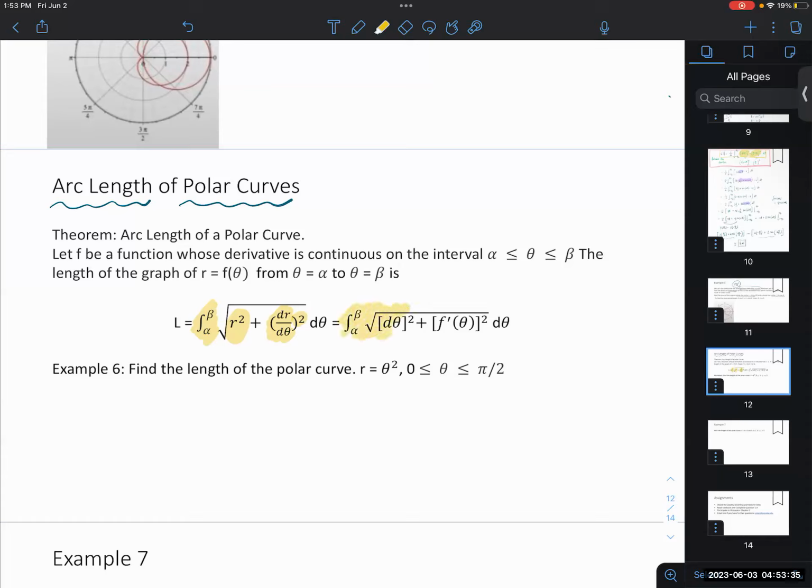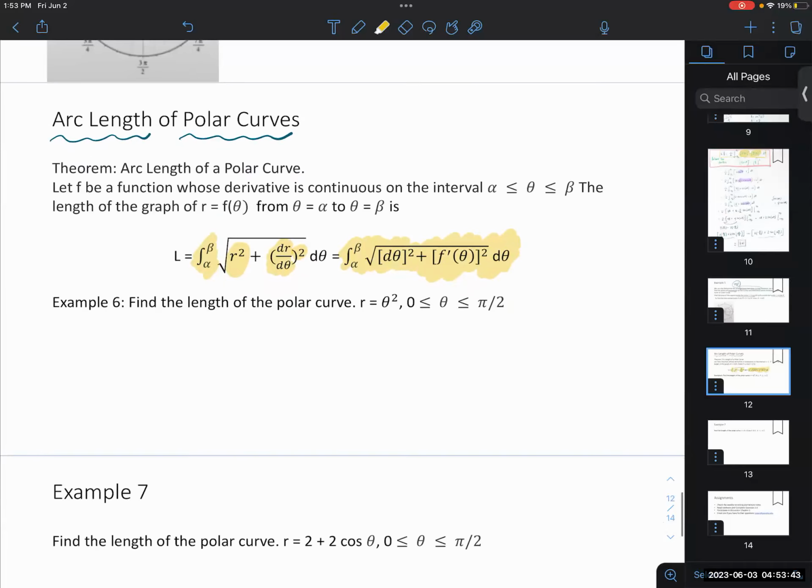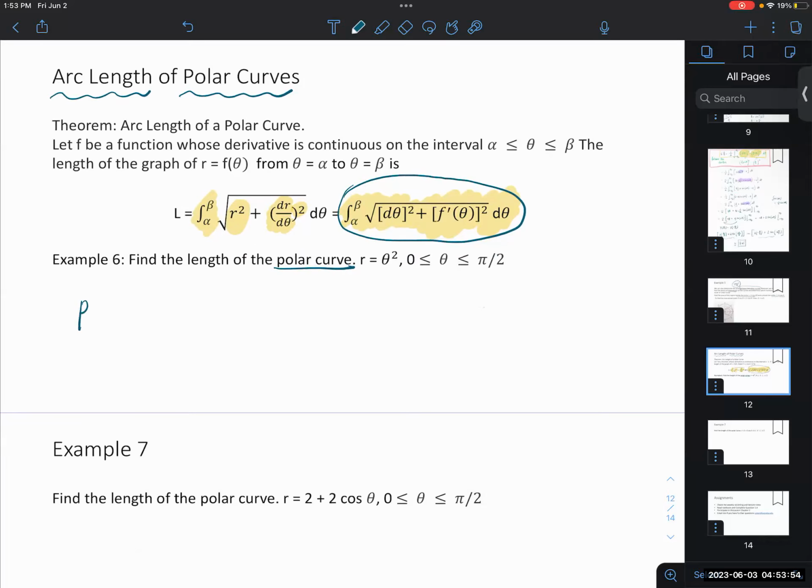It's very similar to what you learned in calculus 2, so it's not really proof stuff. We just follow the formula to find the arc length. This time we're going to find the polar curve length, because it's not going to be linear. According to this formula, let's look at this question. The polar curve length is from 0 to pi over 2, and the function is given: r equals theta squared.